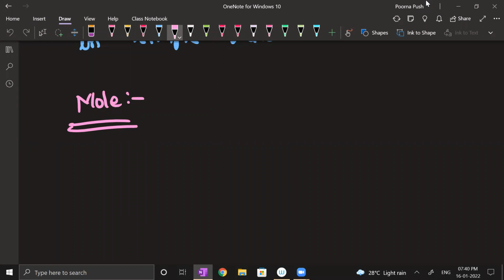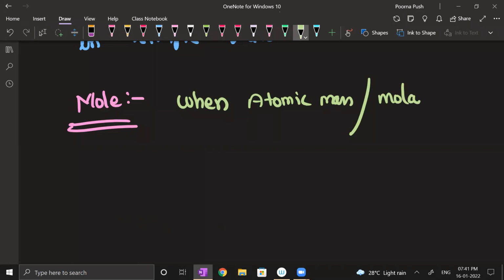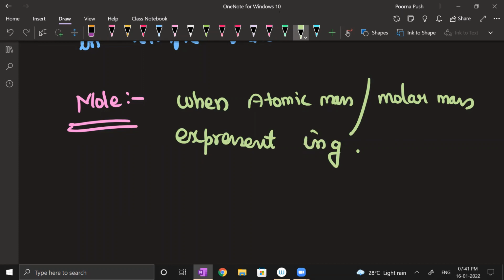There are actually many definitions. If you take a book, there will be 4 or 5 definitions. I will tell you the simplest form, a proper and easy definition. When atomic mass or molar mass is expressed in grams, that is nothing but a mole.